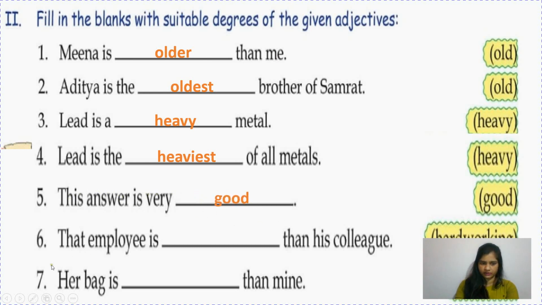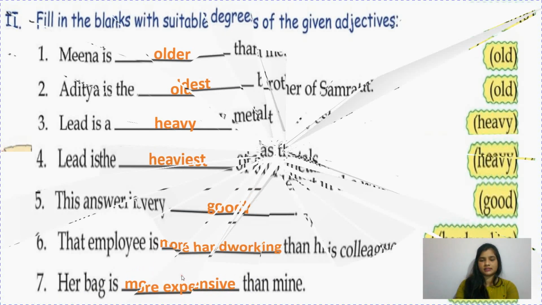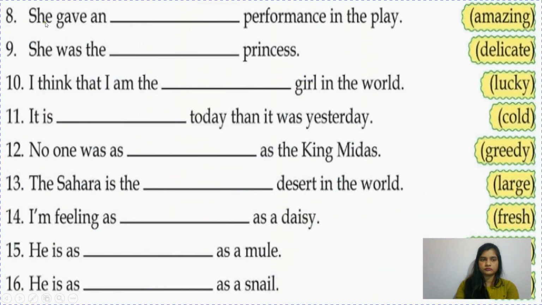We use positive degree. That employee is dash than his colleague. Children, can you see here? Than is written. We are talking about two persons here. So it is comparative degree. So that employee is more hardworking than his colleague. Her bag is dash than mine. Again, can you see here? Than is written. So we have to compare here. It is comparative degree. So we will write her bag is more expensive than mine. He gave an dash performance in the play.